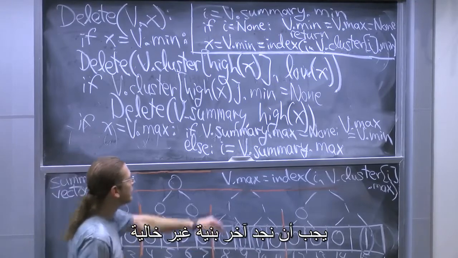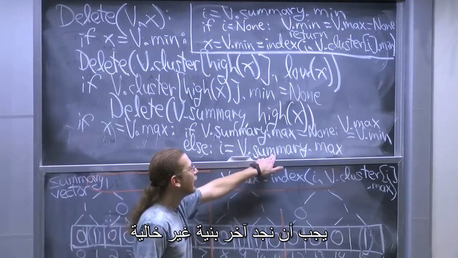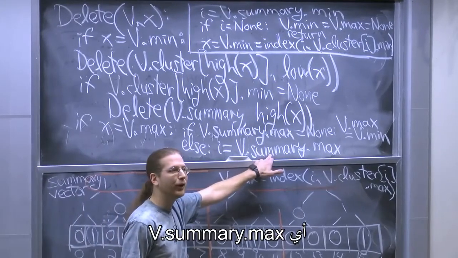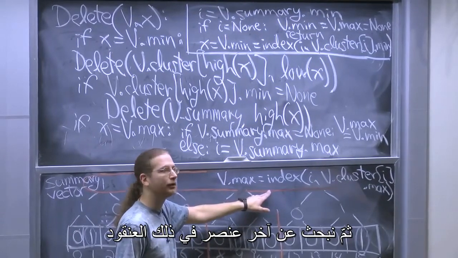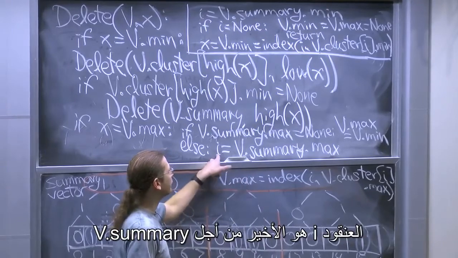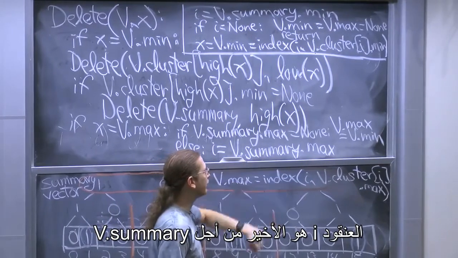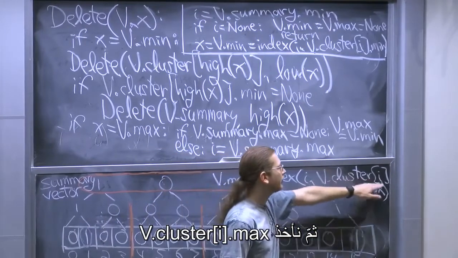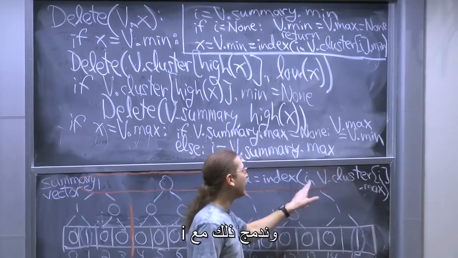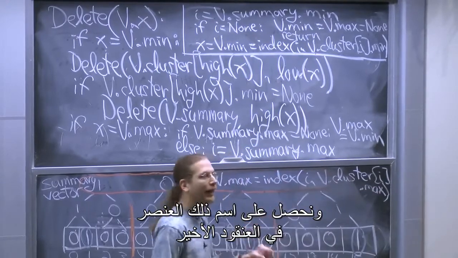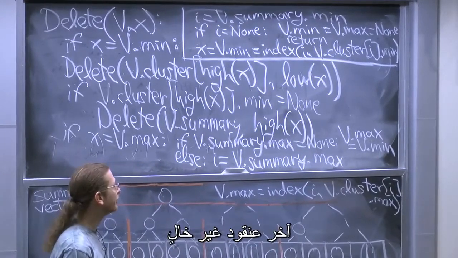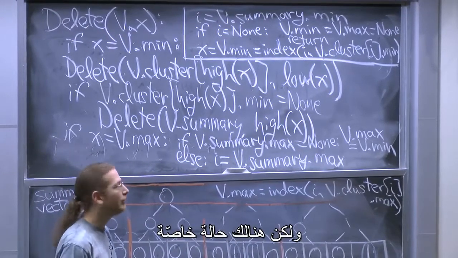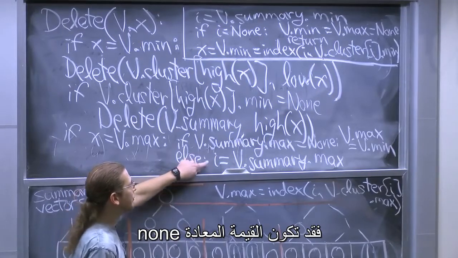Basically, we want to take the last non-empty structure, that would be v.summary.max, and then find the last item in that cluster. Okay, so cluster I is the last one for v.summary, and then we look at v.cluster of I.max, and we combine it with I. That gives us the name of that item in the last cluster, the last non-empty cluster. But there's a special case, which is maybe this returns none.